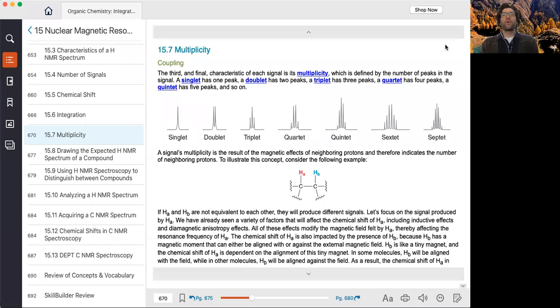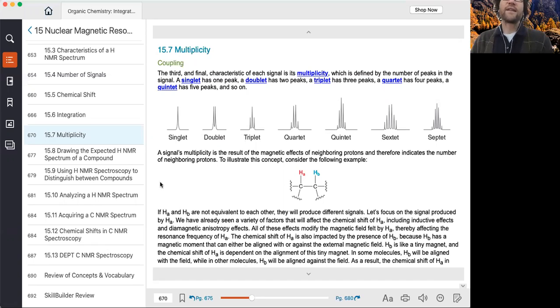This is section 15.7, talking about multiplicity that we observe in signals in an NMR spectrum. Now, we could see a whole variety of peak shapes from singlet, doublet, triplet, quartet, quintet, sextet, septet, and on and on and on. And these are all due to the types of neighbors that a proton has. And the reason why there are different types of shapes is because of the existence of what's called the n+1 neighbor rule.